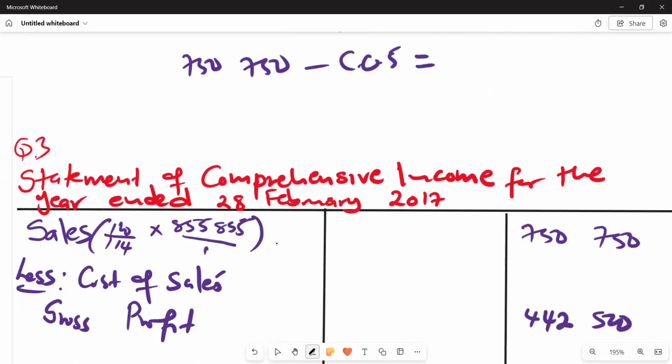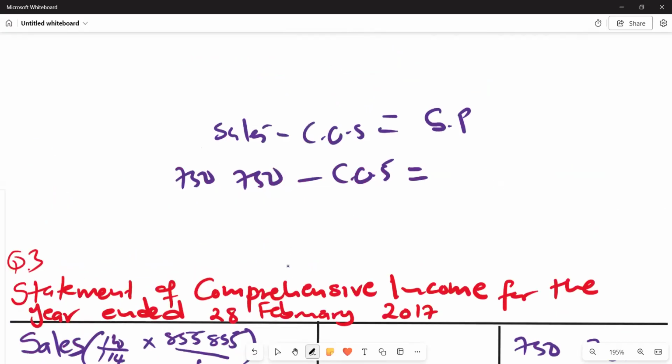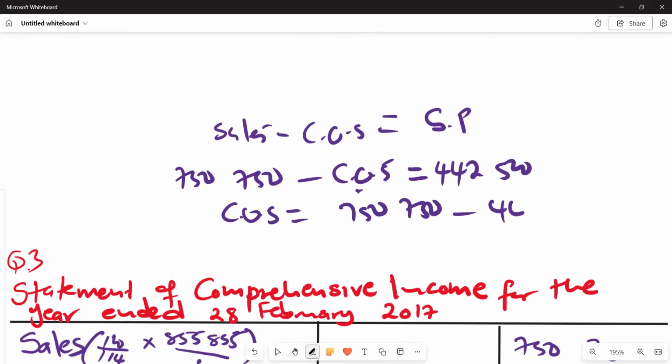It is 442,500. So we can find the figure for cost of sales by making the subject of the formula. So if you make it the subject of the formula, cost of sales is equal to 750,750 minus 442,500. Then we calculate it as such, and we are going to get a figure of 308,250. So having this figure now, we can go and put it as our cost of sales. So basically, we are saying this is our cost of sales, and we just summarize the final working that led us to the answer, which is this one.